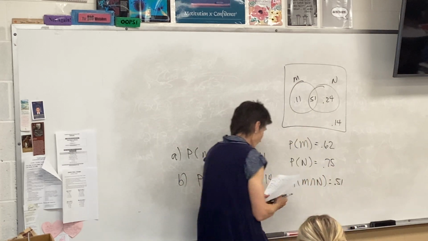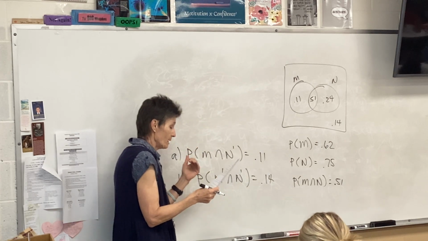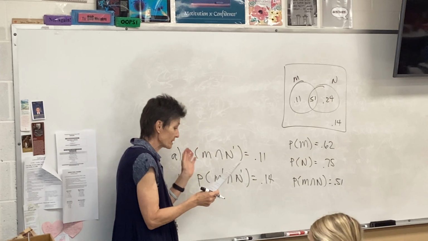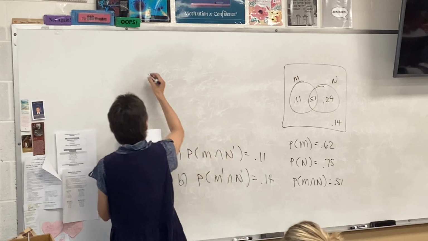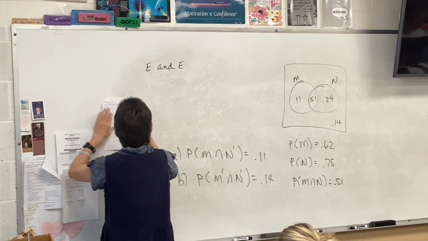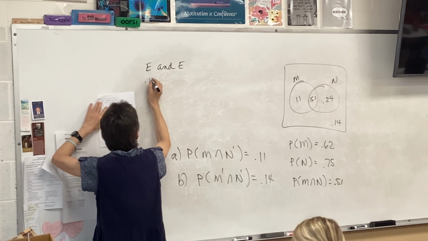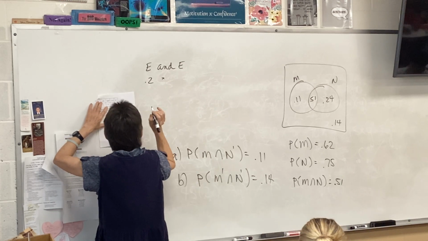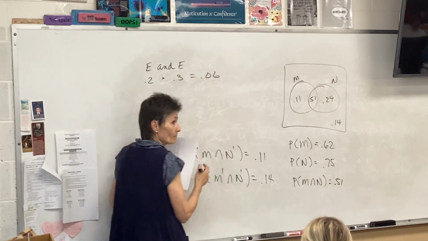All right, last one. Now we've got our tables of kids. And I think all the numbers are the same as before, but now we're asking different questions. Both like English. So English and English. So what'll that be? 0.2 times 0.3. 0.06?